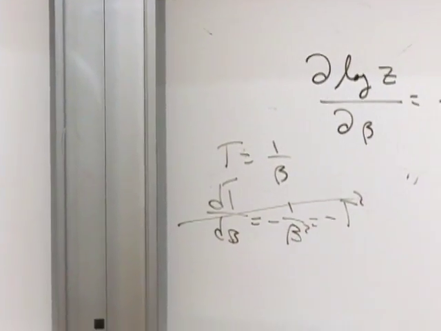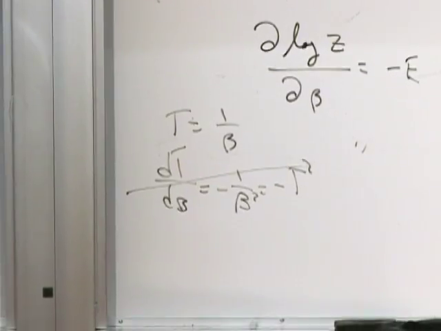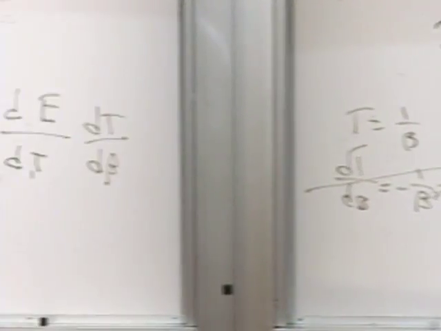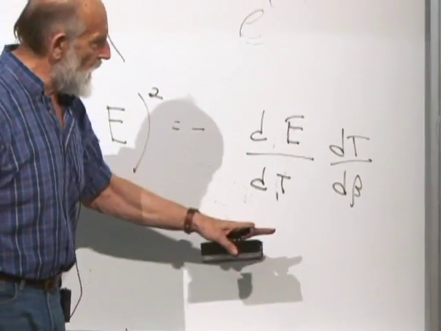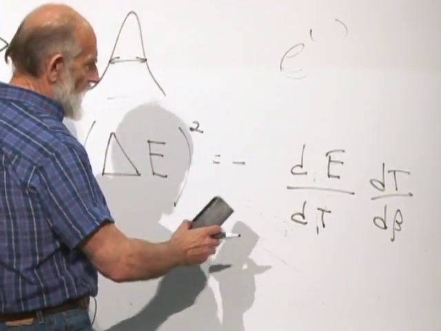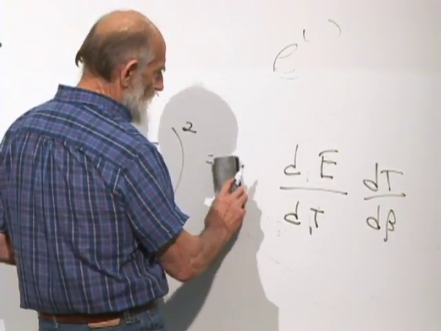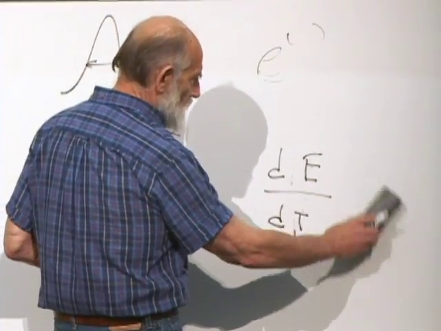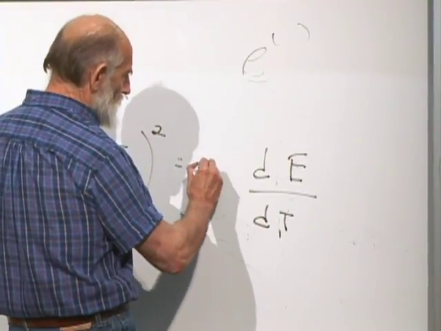Did I lose a minus sign? Never mind, fine. Here it is. The dT by d beta is just minus, that gets rid of a minus, and this becomes T squared upstairs.